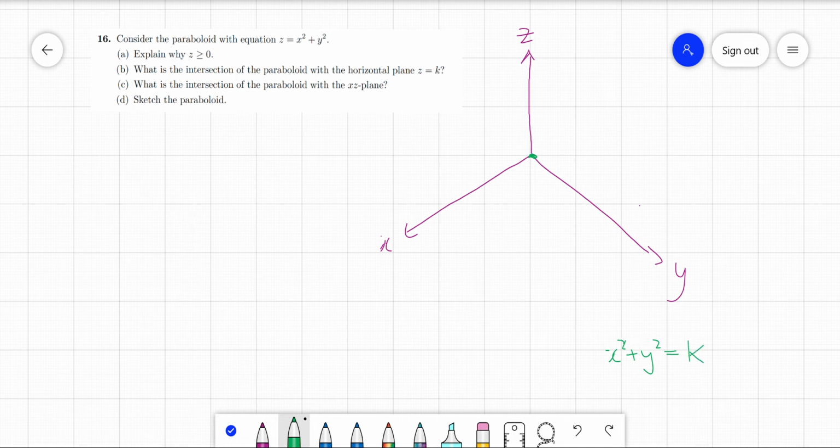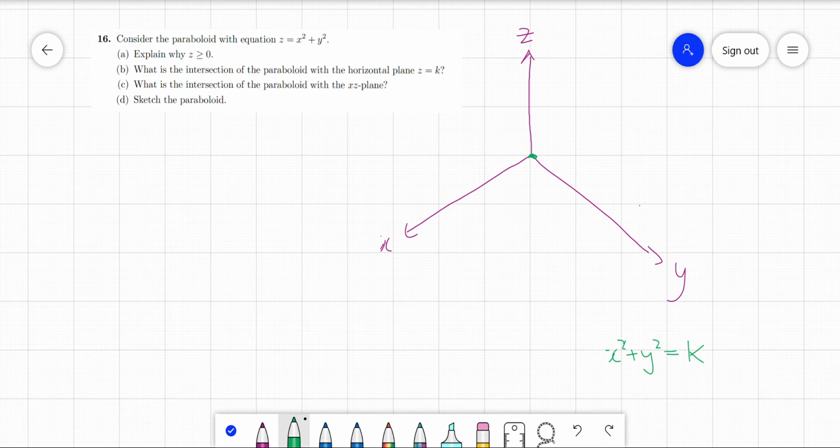Oh, so I should have answered this first. Explain why z is always greater than or equal to 0. Well, we know a square is always positive. So if z is the addition of two positive numbers, it must also be positive. Or they could both be 0, of course, so it could be equal to 0 as well. Let's go back to this.